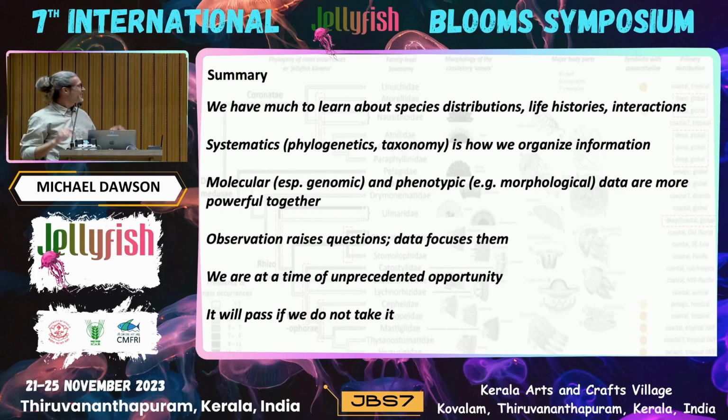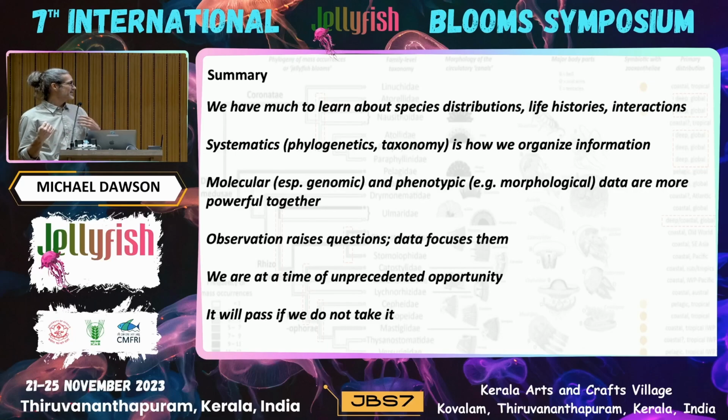All right. So, in summary, we've got a huge amount to learn about species distributions, life history, their interactions, the morphology, the physiology. Alan named more, right? Systematics, phylogenetics, taxonomy is the way we organize that information. Molecular and phenotypic data are more powerful together, I will argue, right? The simple observation raises questions, gathering data on it focuses those, it allows us to make hypotheses that we can test and learn stuff from.